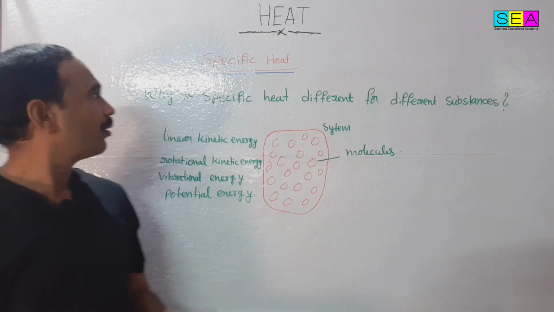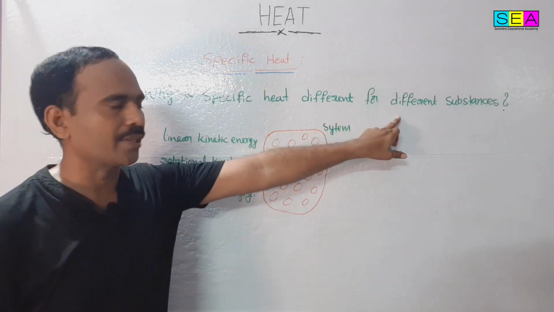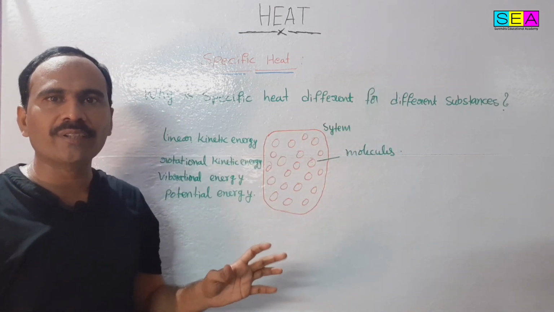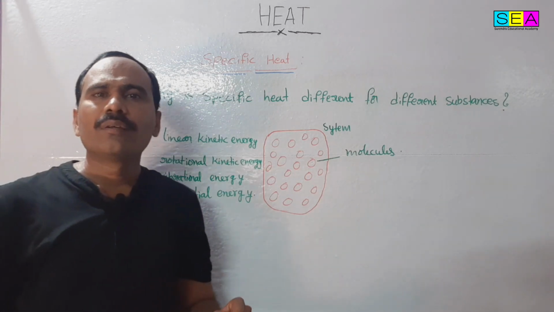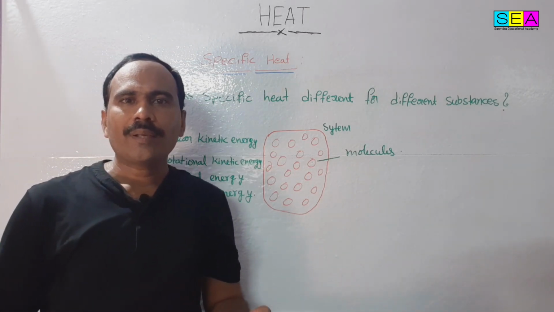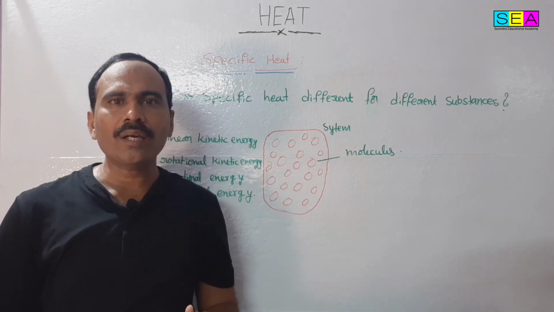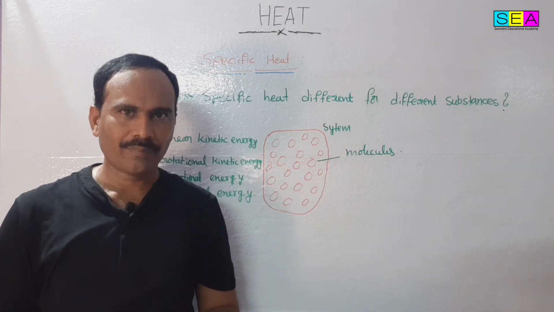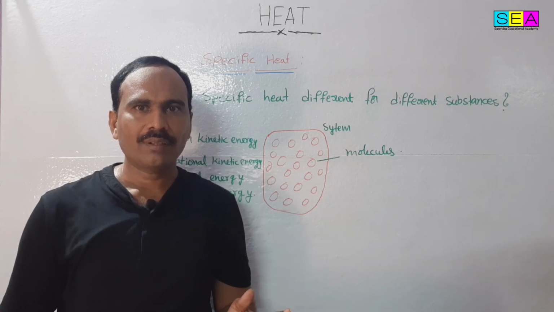Next topic, why is the specific heat different for different substances? Specific heat is different for the different substances. Why? Already we know the rise in the temperature depends on the kinetic energy of the particles in the substances. We learned it in previous activities.